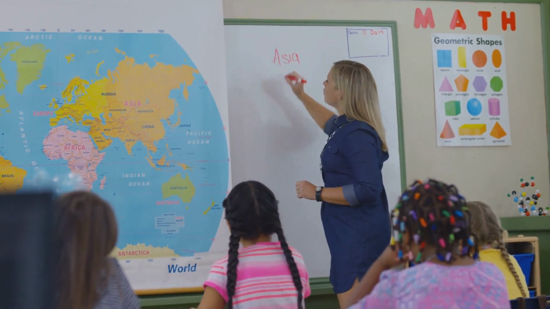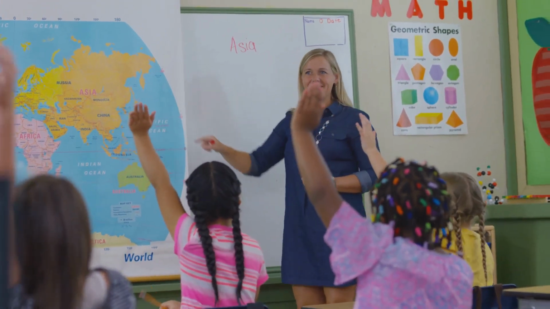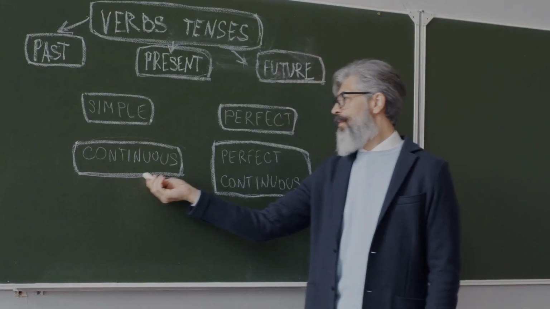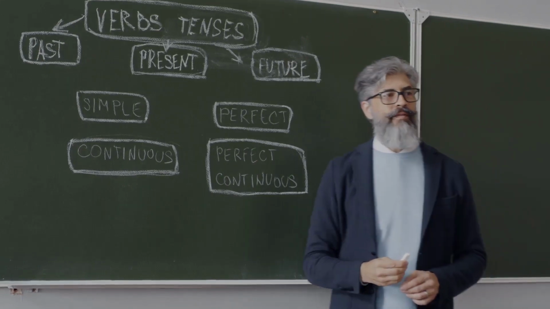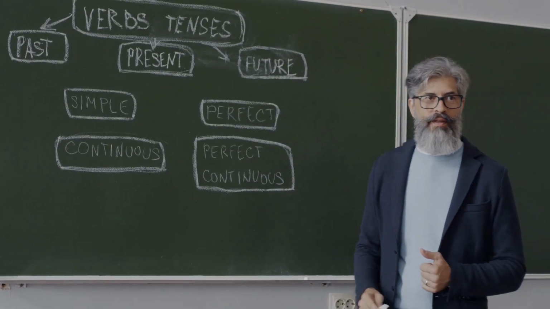Then we dived into the trouble with tenses. We made sense of the simple tenses, past, present, and future. We learned that the past is used for actions completed in the past, the present for actions happening now or general truths, and the future for actions that will happen. It's all about timing.